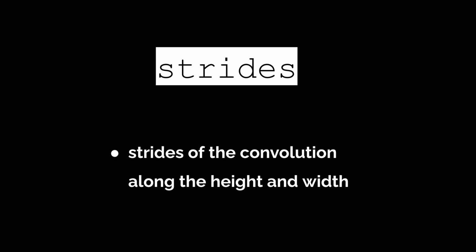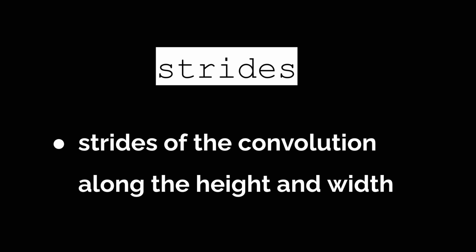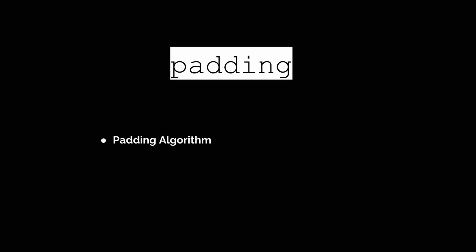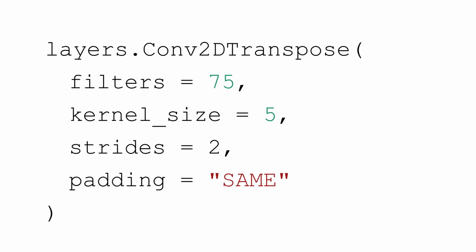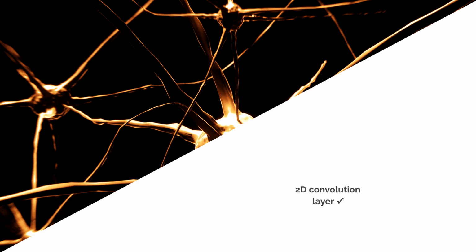Then we have strides. This refers to the stride of the convolution along the height and width, so how much you're moving over each time. And finally, we have a padding algorithm, which can either be the valid padding algorithm or the same padding algorithm. These are 2 options for you. Now, conv2D transposed or transpose, this works very similar to conv2D. In terms of the creation, you just call a different layer type, but you still use very similar arguments. And this time we are upsampling the image. So that is convolution in our 2 convolution layers.